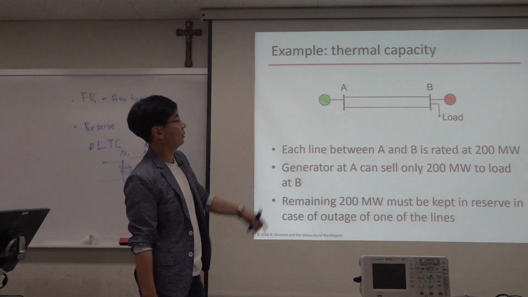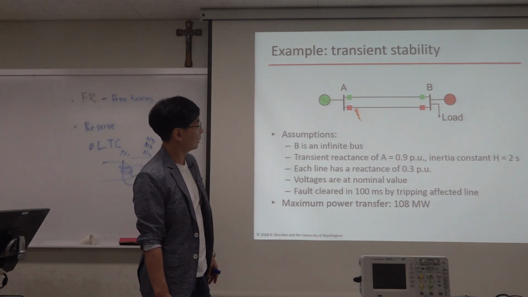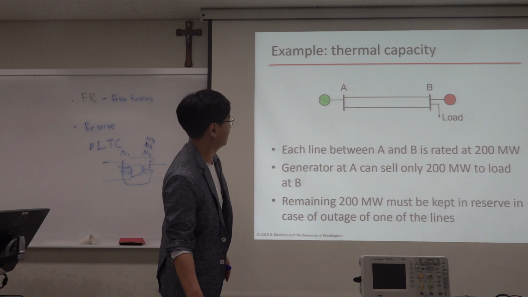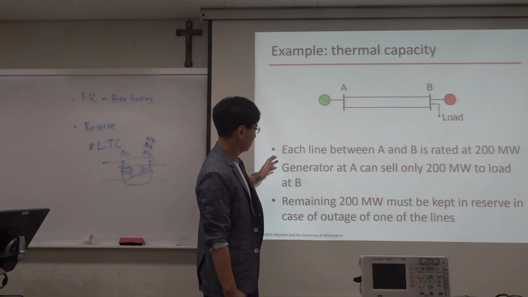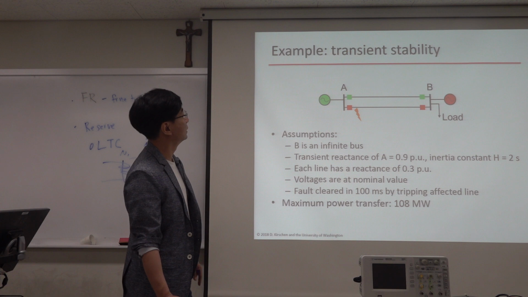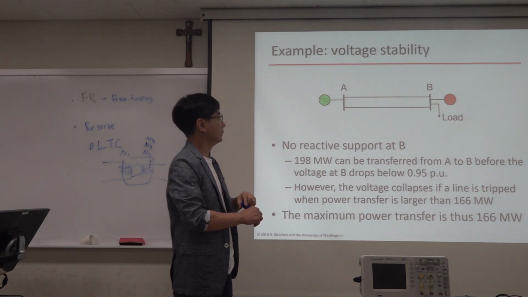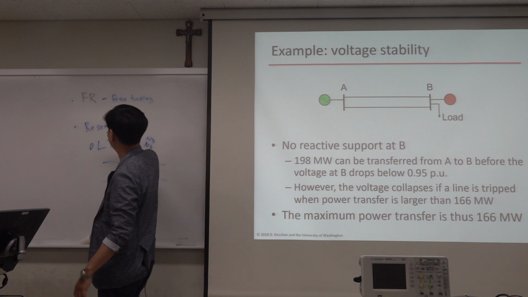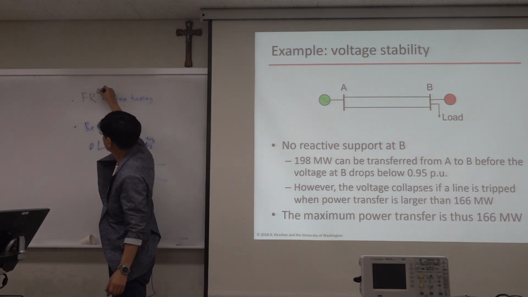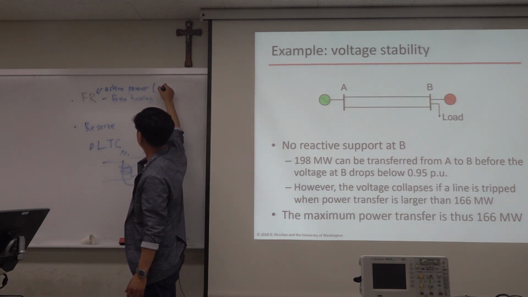So the example of thermal capacity and emergency thermal capacity and transient stability and voltage stability, these are the examples, but actually it's not quite clear what happens here. So let me skip this part and that part and this part again, but the voltage stability looks important. So actually so far we mainly focused on the balancing the system, the active power perspective. So this is active power, or this is about energy.